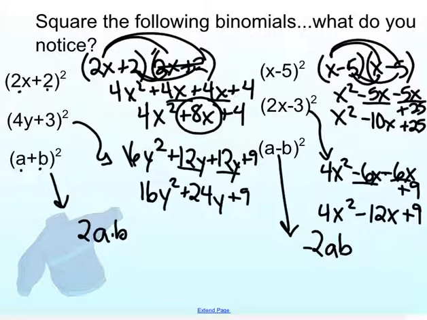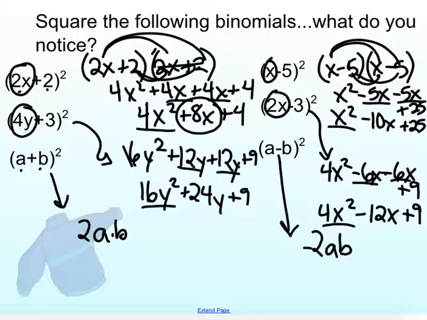Now the second pattern that we see is based on the first term of each: the 4x squared, 16y squared, x squared, and 4x squared. That always comes from taking my first term and squaring it. So we're always going to take that first term and square it. So in our more general one, we get a squared and a squared.